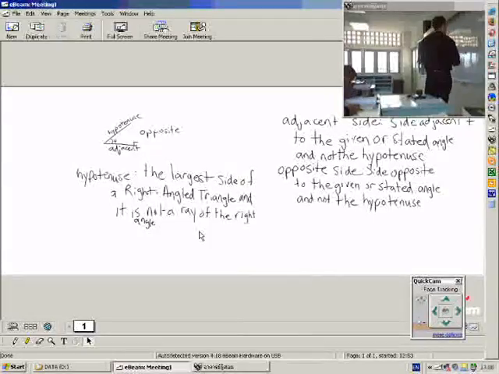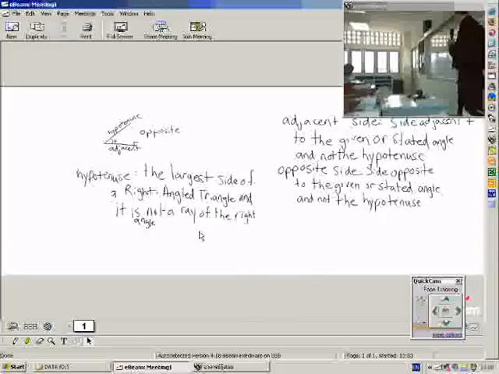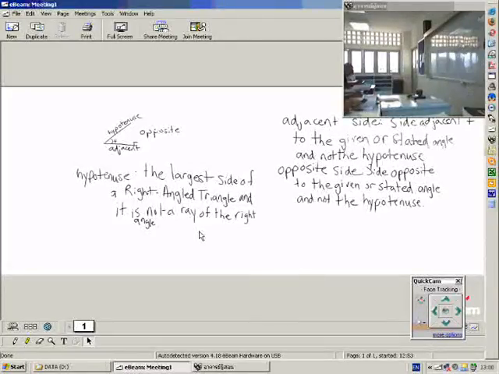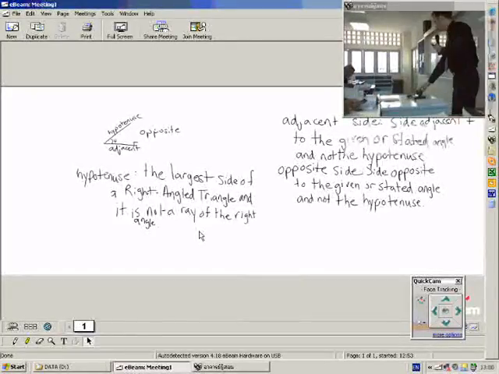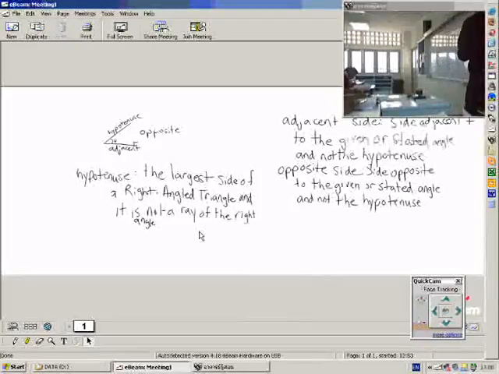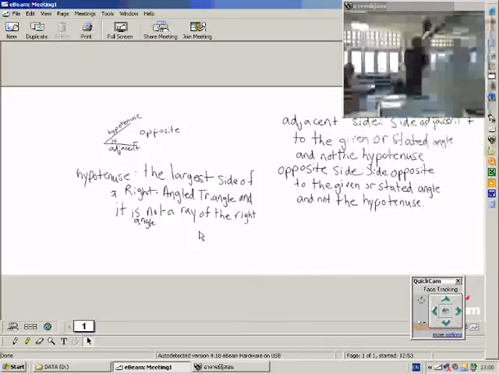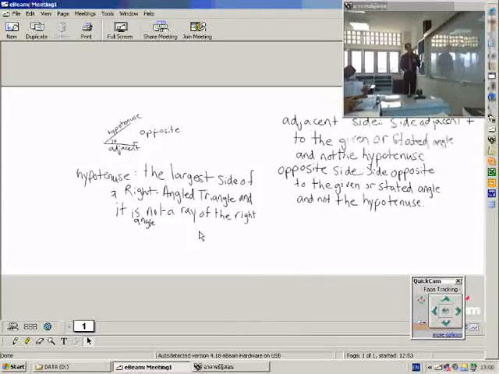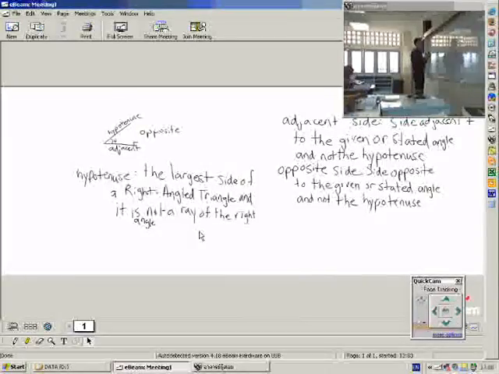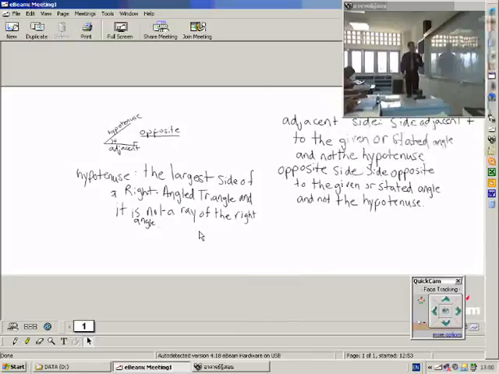So the opposite side is the side opposite to the given or stated angle and not the hypotenuse. So in this example, this side is the hypotenuse. This is the opposite side because it is not a ray of the angle theta. It is opposite to the angle theta, and it's not the hypotenuse.